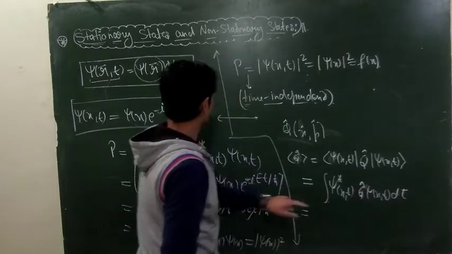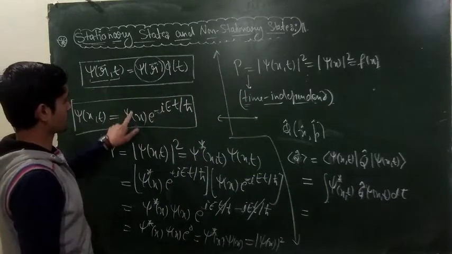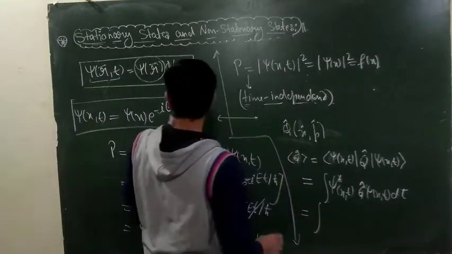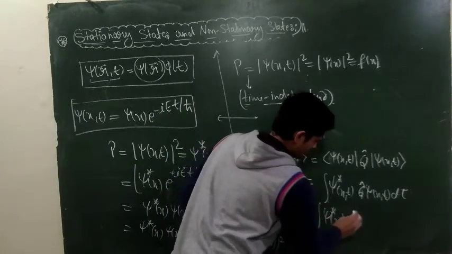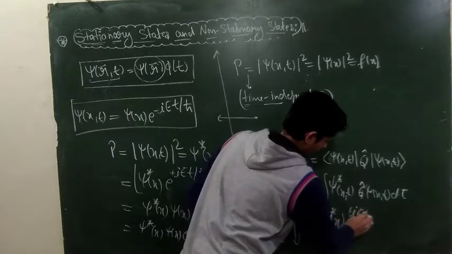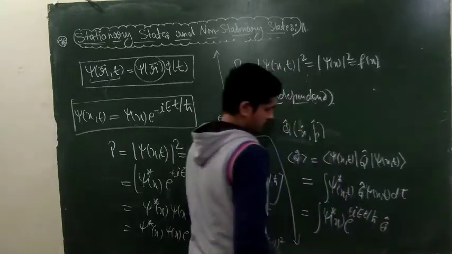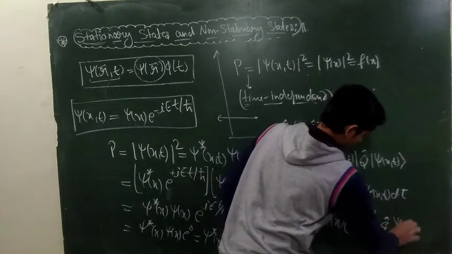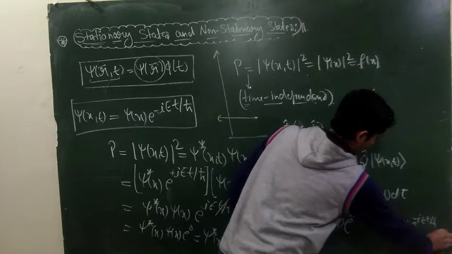The complex conjugate of this particular state will again be the complex conjugate of this part, and we will just change the sign of the second part. So it will be psi star of x into e to the power plus iota Et over h cross, and q cap into psi of x into e to the power minus iota Et over h cross d tau.